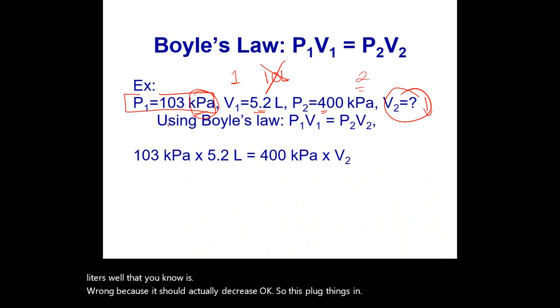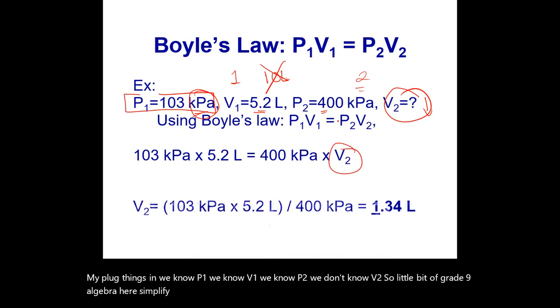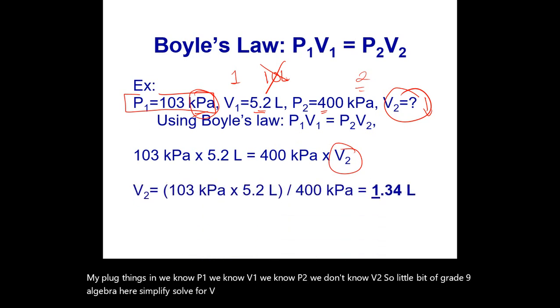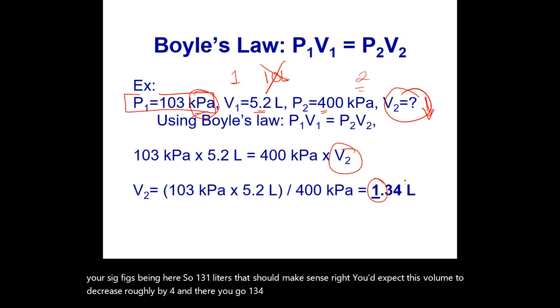Plug things in. We know P1, we know V1, we know P2, we don't know V2. All right, so a little bit of grade 9 algebra here. Simplify, solve for V2, right, in this way, and you get 1.31 with your sig figs being here. So 1.31 liters. That should make sense, right? You did expect this volume to decrease, right, roughly by 4, and there you go. 1.34 liters is the new volume.